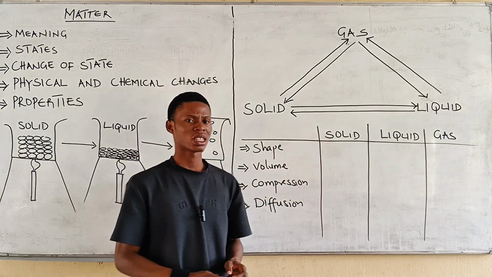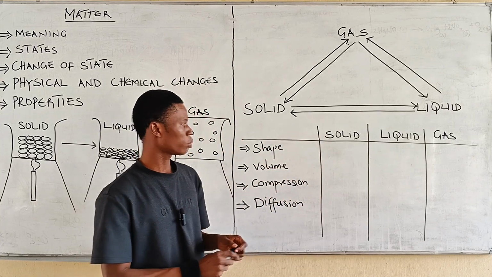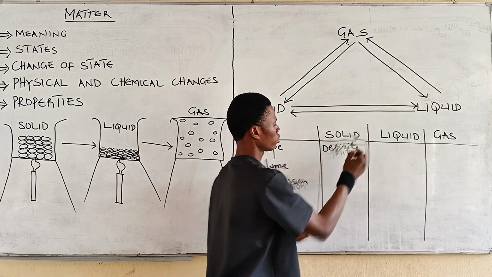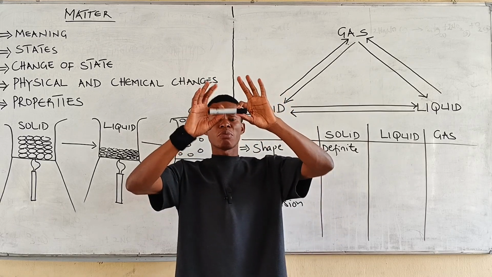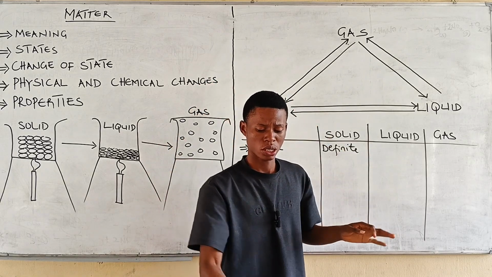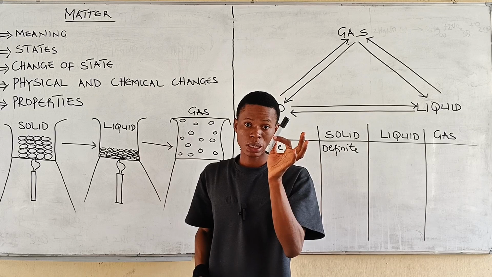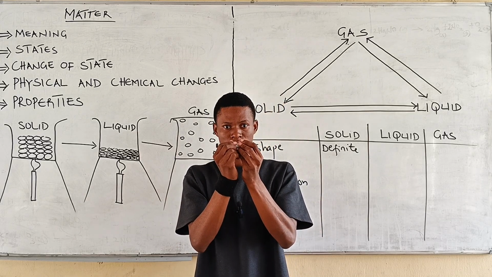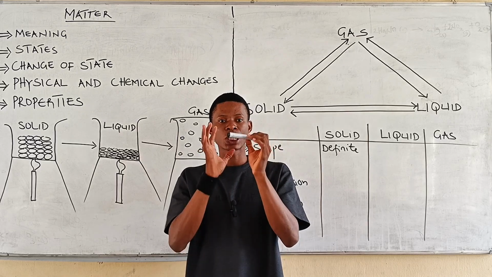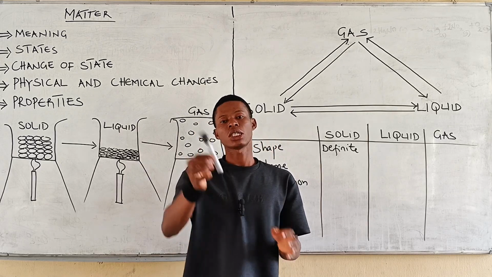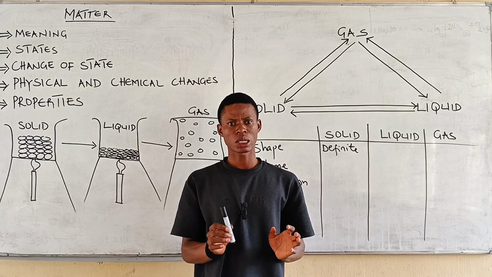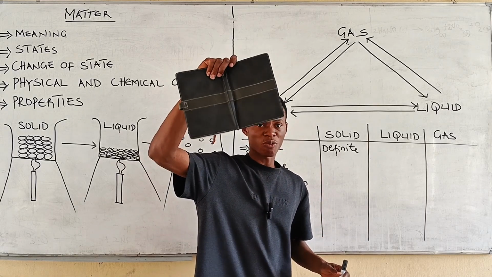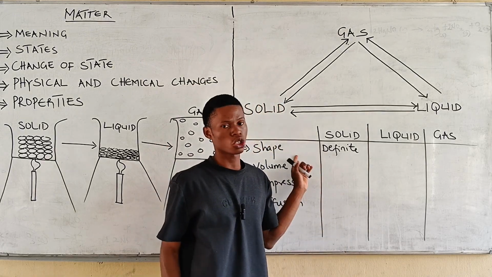Now, in terms of shape, the shape of a solid is definite. What does that mean? This is the shape of the marker. If I drop it here on this desk, it's still as it is. The shape is definite. The shape is fixed. So the shape of a solid is fixed, is definite. You can always say, okay, this is the shape of this thing. You can always say, okay, this is a book. You can always say this is the shape of a book. So solid has a definite shape.